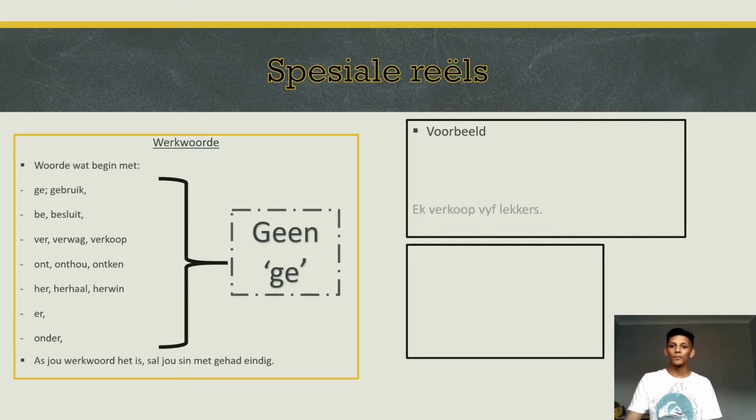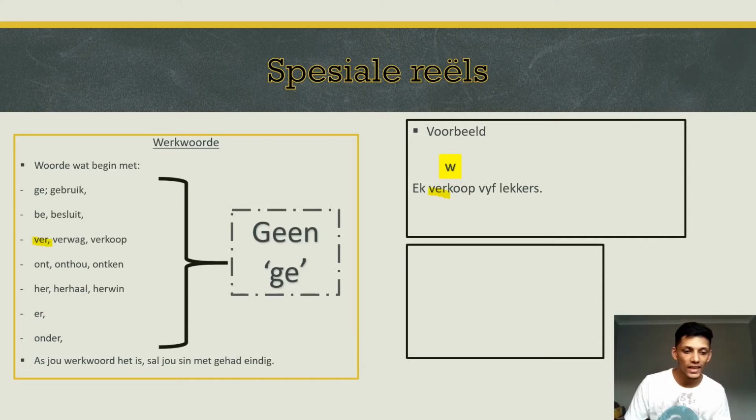Ons voorbeeld. Ek verkoop 5 lekkers. I sell 5 sweets. What is my verb in the sentence? My werkwoord is verkoop. Verkoop begin met ver. And here, if it starts with ver, jy moet stop en dink, sal my werkwoord met ge verbind? Nee. If it starts with ver, you will not join your verb with the ge at the end of the sentence. Ons antwoord sal wees ek het.